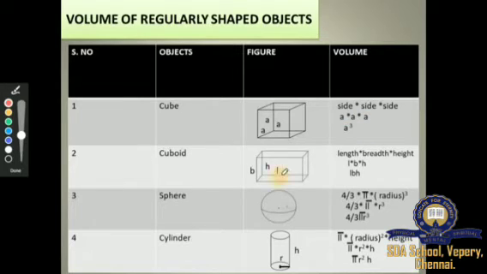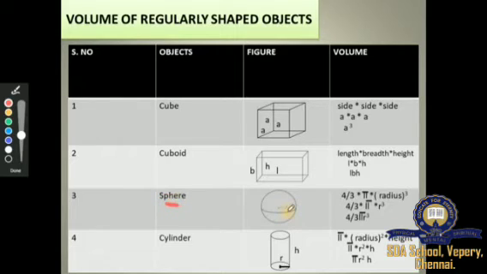Cuboid, with length L, breadth B and height h. So volume will be length into breadth into height, which is equal to LBH. The volume of a cuboid is length into breadth into height. The next shape is the sphere.